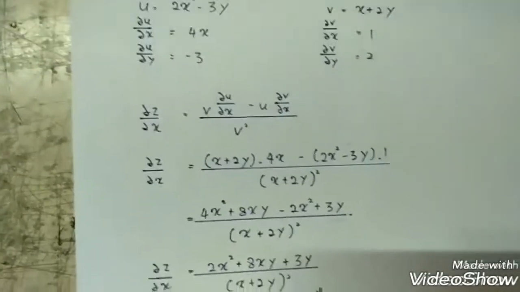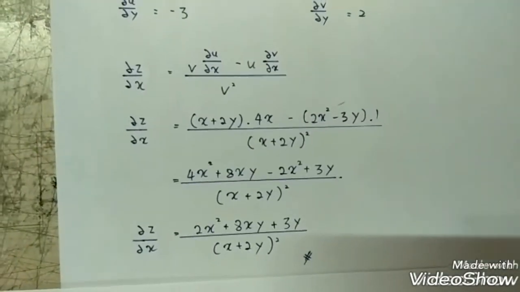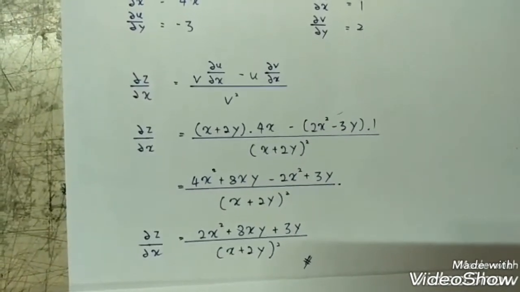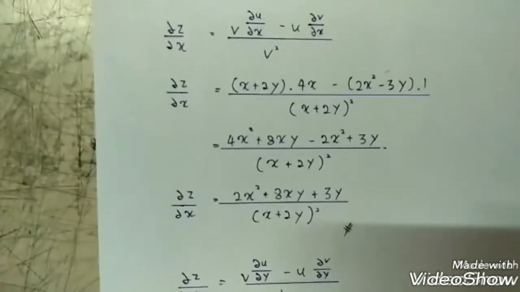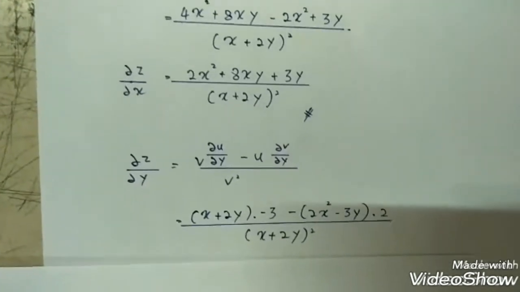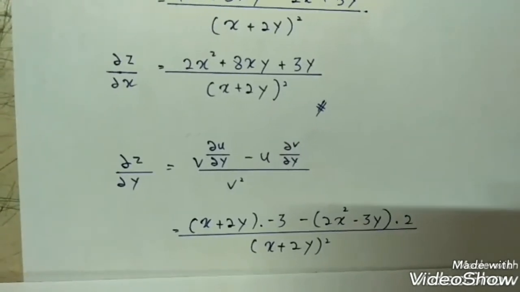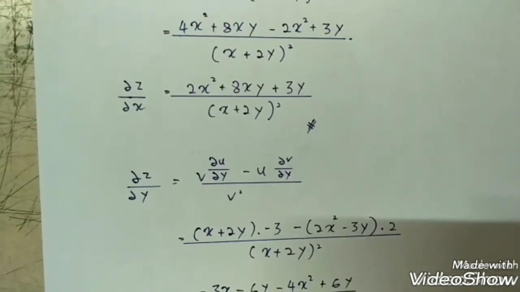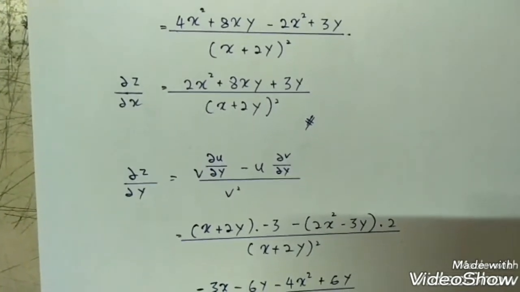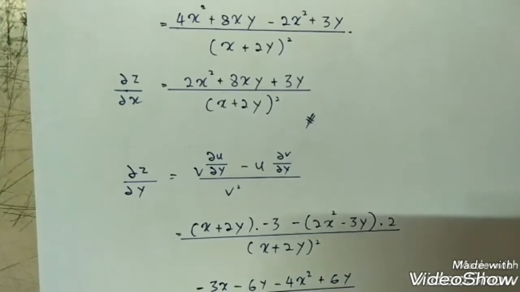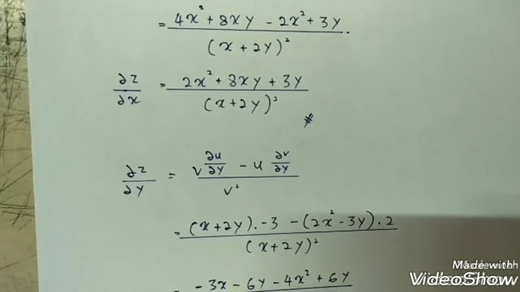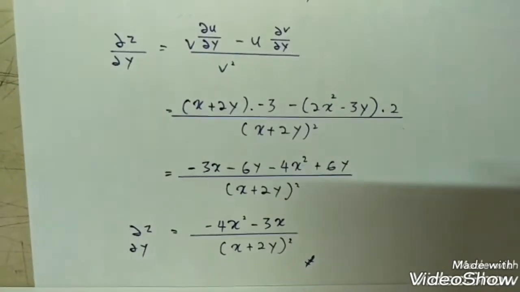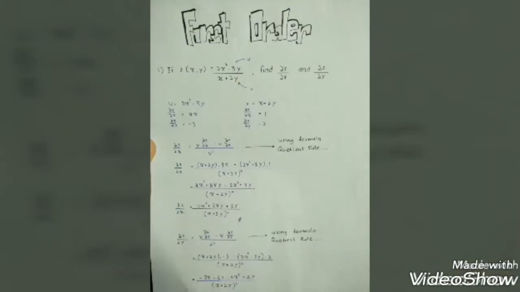So the next step is using the quotient rule. The formula is (v times ∂u/∂x minus u times ∂v/∂x) divided by v squared, then put the values into the formula. Then we can get the answers. For ∂z/∂x it is (2x² + 8xy + 3y) over (x + 2y) squared. Same for ∂z/∂y, just using the same formula and putting the values into the formula. Then just calculate it.